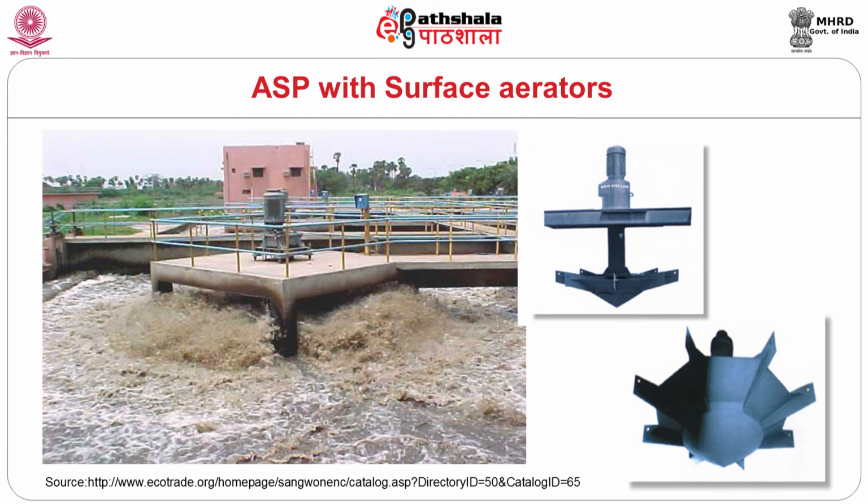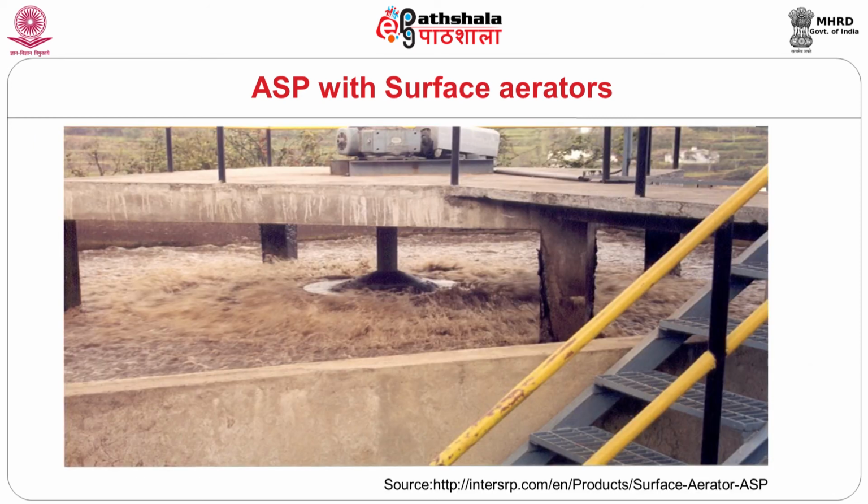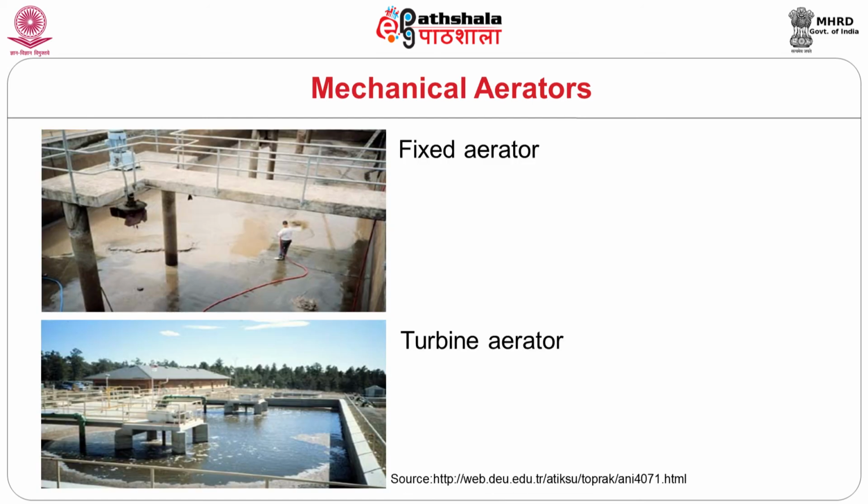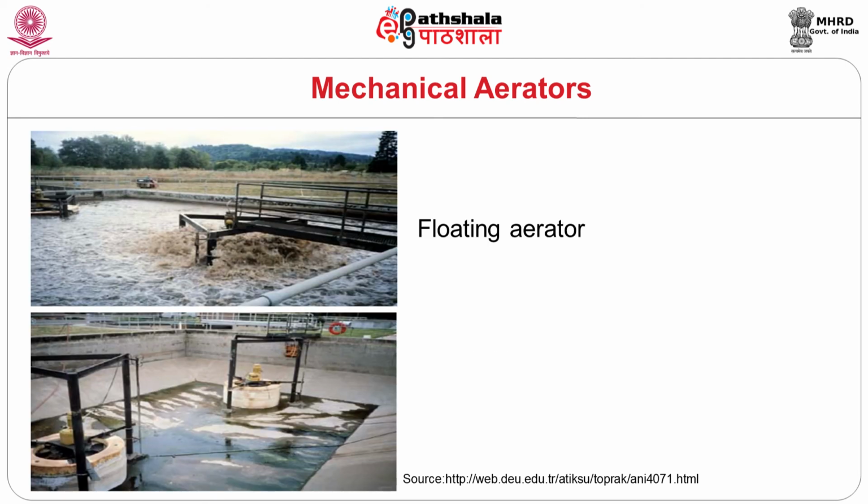This is another reactor with a surface aerator. So, these are the mechanical paddles normally provided to maintain the mass transfer rate. This is another view we have. So, these are the various types of aerators, mechanical agitators. Based on its location, we can categorize aerators into fixed type and floating type, which is normally provided in an aerated lagoon. So, turbine type aerators we have.